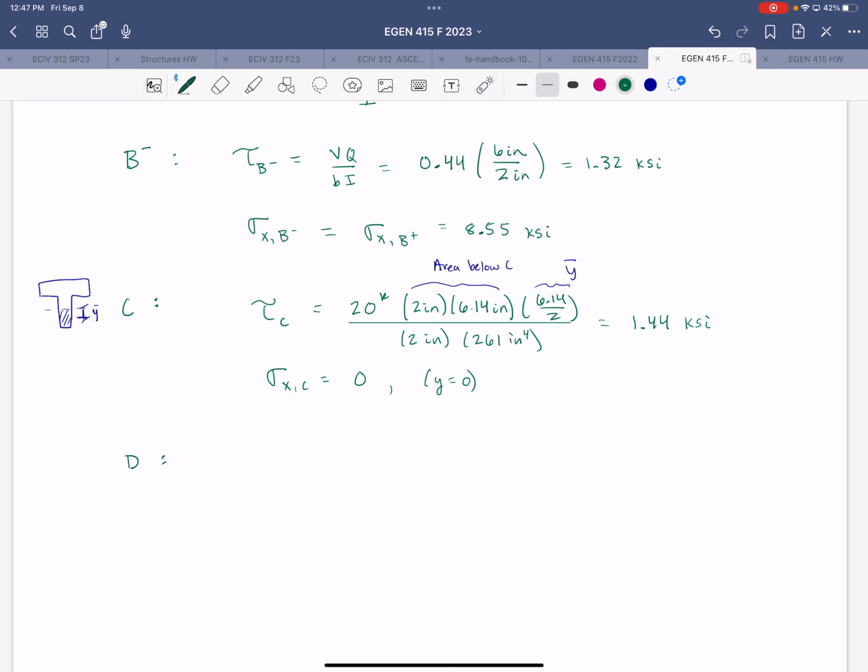All right, and then finally at D, it's an extreme edge, so shear stress is 0. Normal stress at D, using the same formula as above, you would get 56.5 ksi in compression. All right, and that would be plugging in y of negative 6.14 to end up with a negative result.